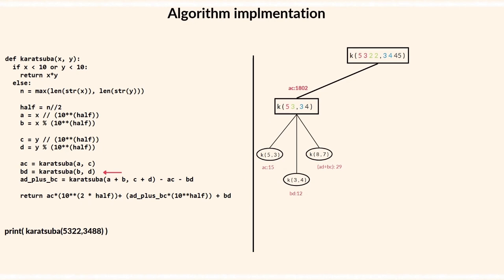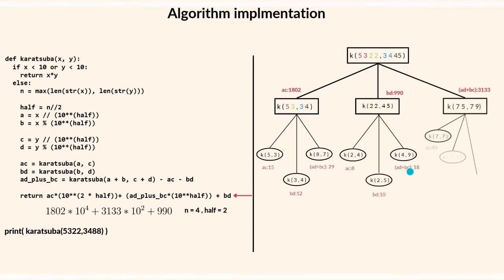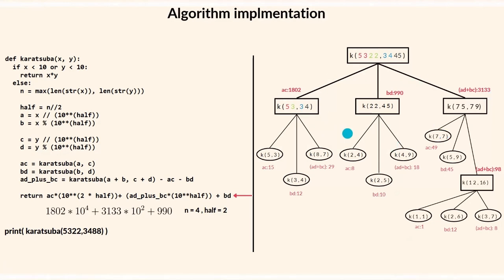Now, the same thing we are going to do with BD and AD plus BC. For BD, this will be the formula, and for AD plus BC, now we can combine all these subproblems to solve the bigger problem, which is the answer. Now, if we substitute AC, BD, and AD plus BC in the formula, this will give me the answer.